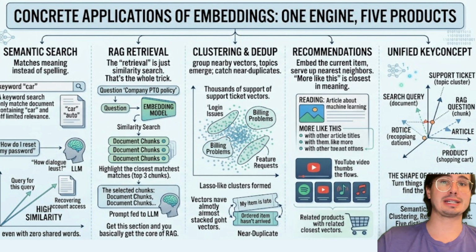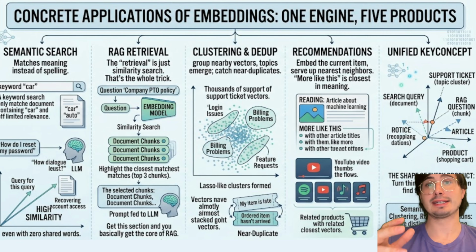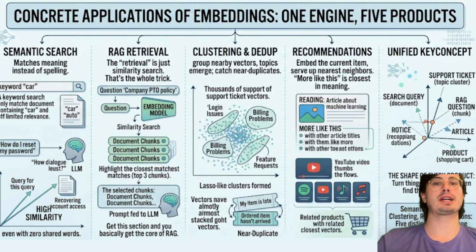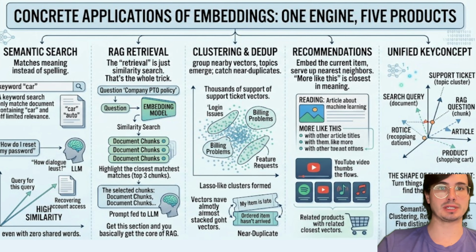Then there's also clustering and dedupe. If you embed a million support tickets and group the ones that sit next to each other and topics emerge, then without anyone actually tagging them, you can find out what people actually complain about by looking at those clusters, because the same move catches near duplicates.